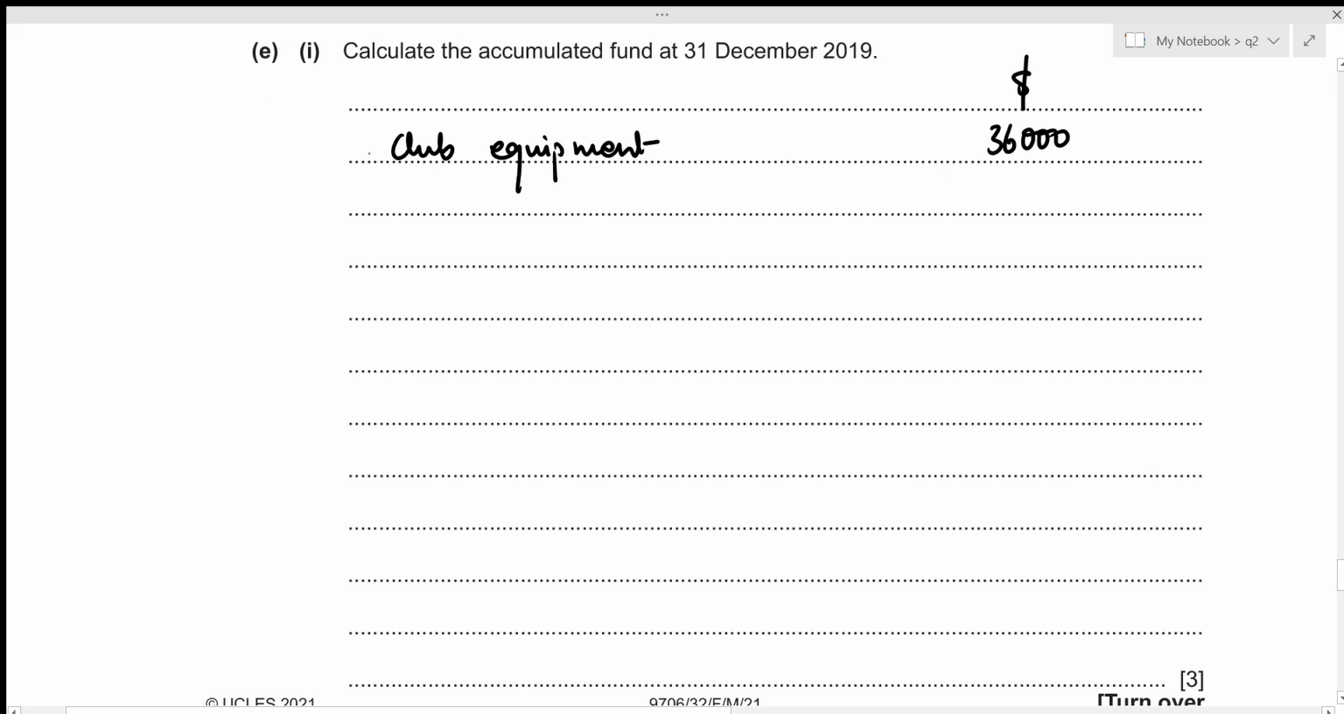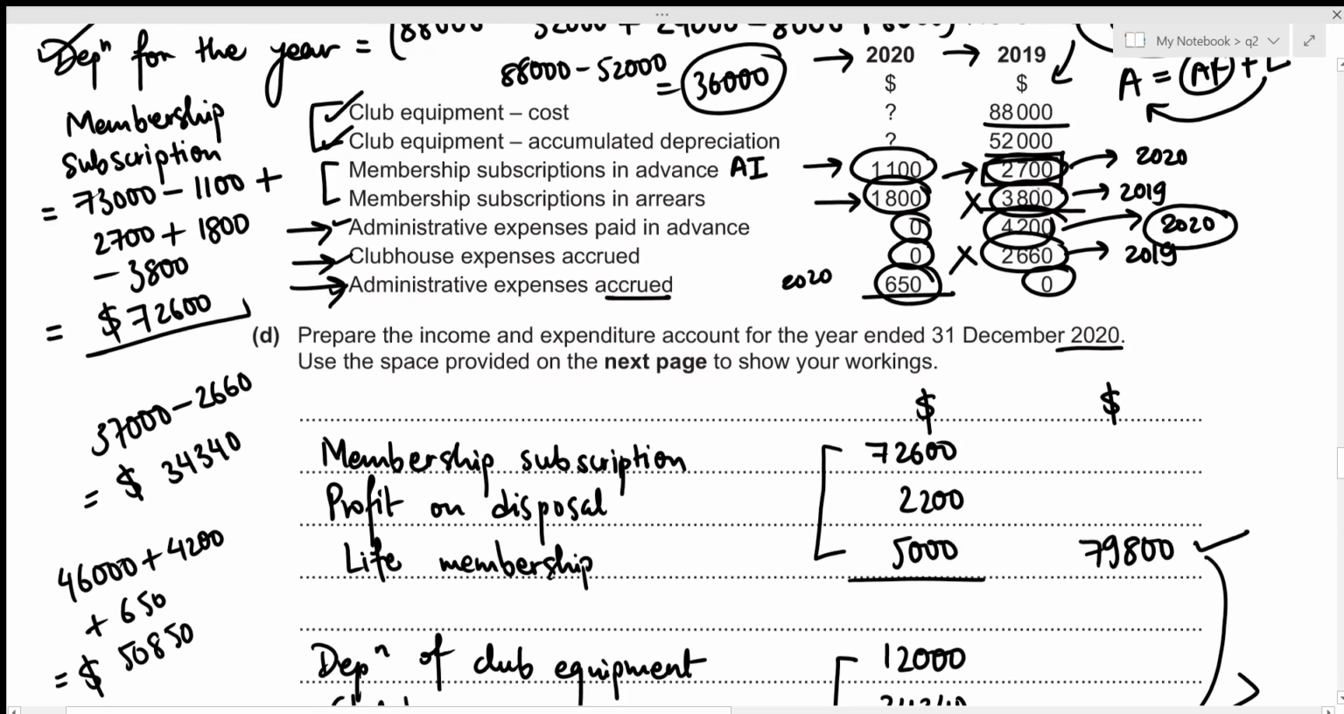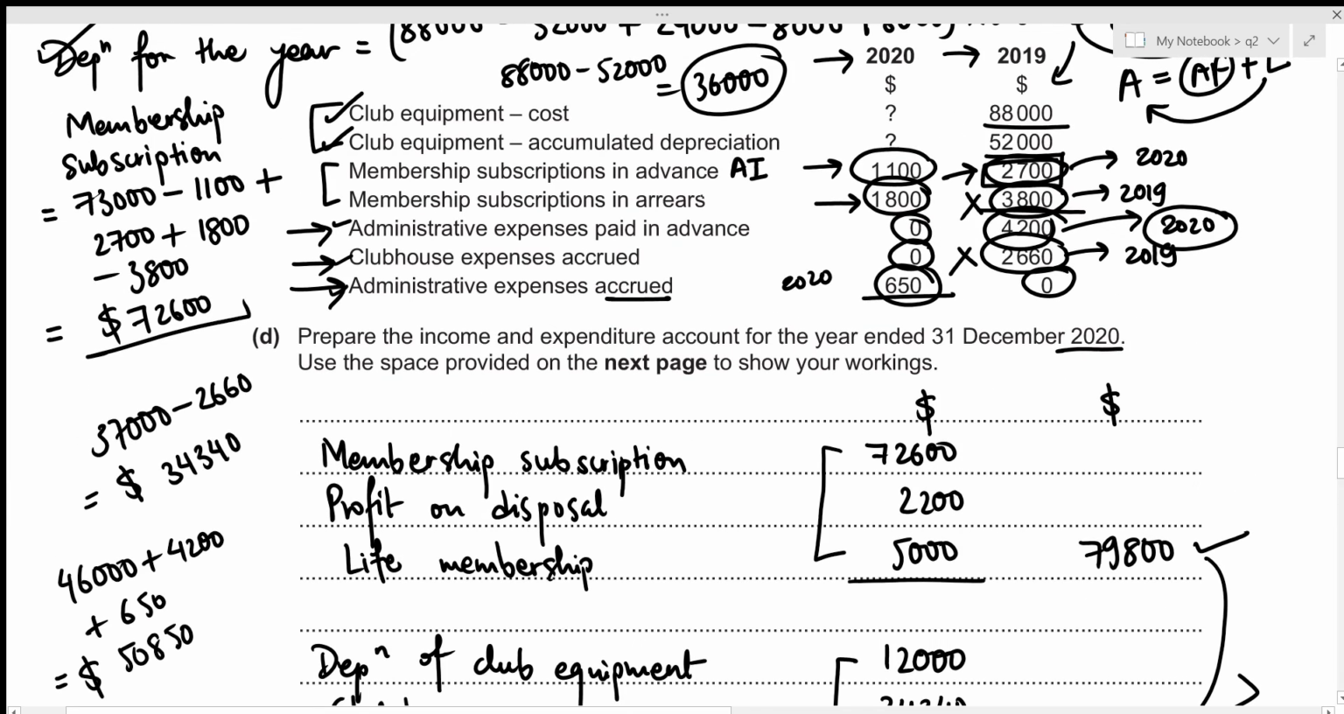So that's membership subscription in advance, which amounted to 2,700. And this is a liability, so we're subtracting it. Then we have membership subscription in arrears, which is that we are yet to receive this, right? Which means that this will be our asset. This is an accrued income. So this is an asset. We need to add this value of 3,800.